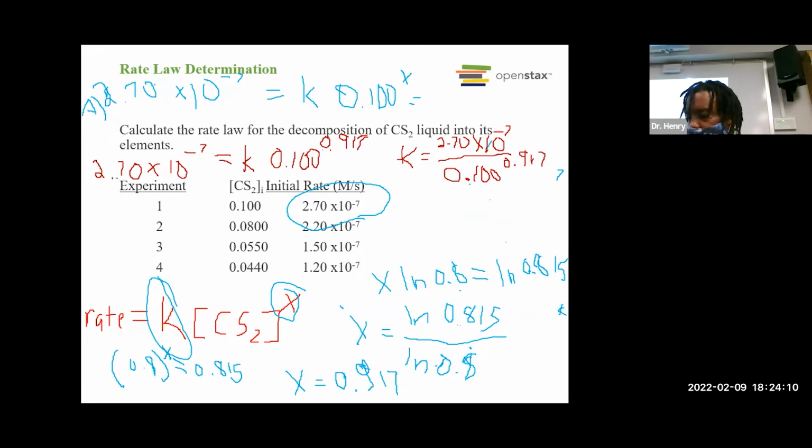Okay, e to the -7 divided by 0.1. So we get k is equal to 2.23 times 10 to the -6.